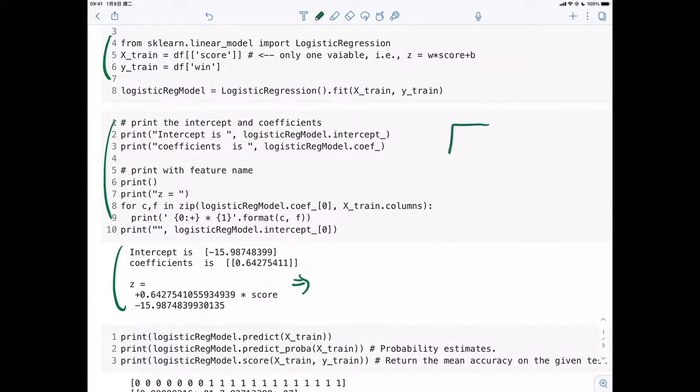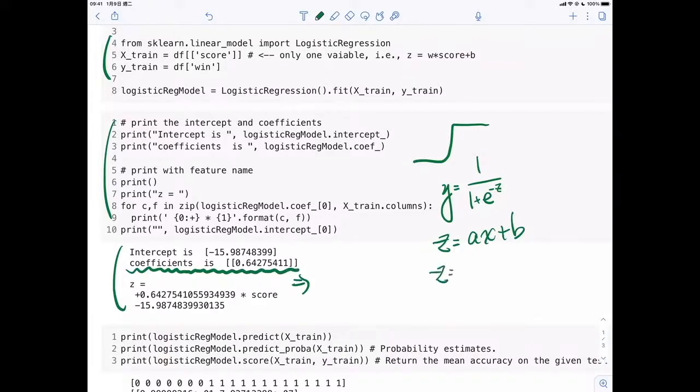I have a z function like this, and a sigmoid function like this. So basically, y equals 1 over 1 plus e to the minus z, and z is ax plus b, and here the coefficient is right here. That means z equals this one.